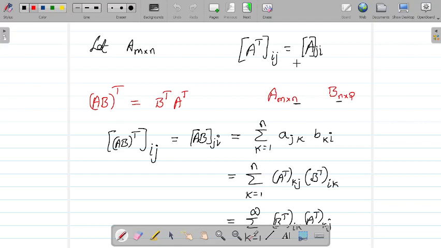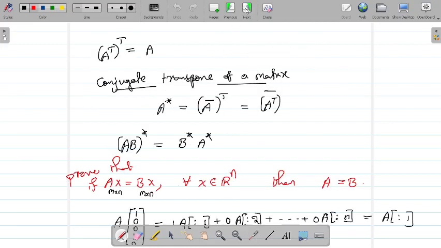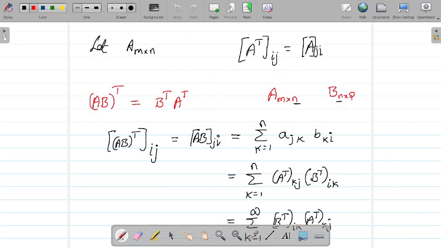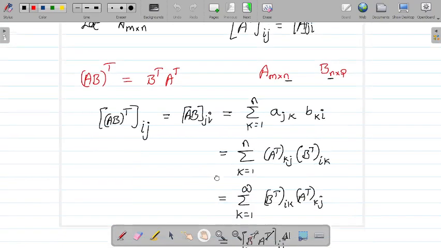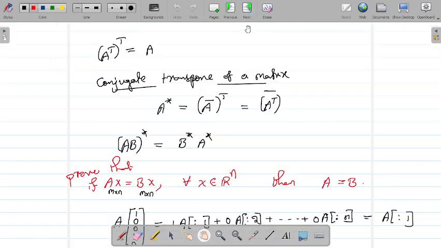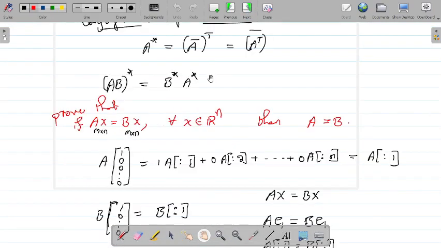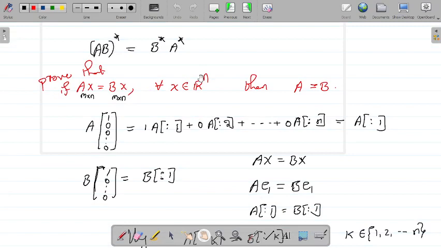So in last class we discussed inverse of a matrix, right? We discussed transpose and we proved that (AB) whole transpose is B transpose into A transpose. And then we have seen what is conjugate transpose and some results with the help of the matrix multiplication we defined earlier. This is what we have seen.